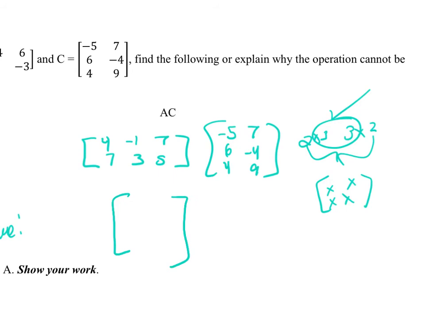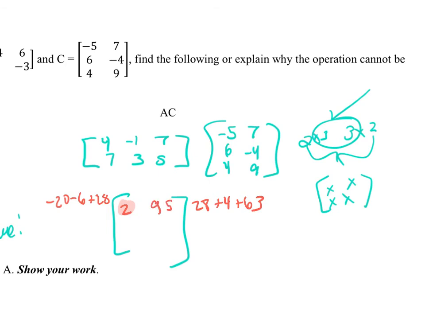First row, first column. So 4 times negative 5 is negative 20. It's going to give me this spot right here, guys. Negative 1 times 6 is negative 6, and 7 times 4 is positive 28. So negative 20 minus 6 is negative 26, plus 28 gives me 2. Now I have first row, second column. So 4 times 7 is 28. Negative 1 and negative 4 is positive 4. And 7 times 9 is 63. So 28 plus 4 plus 63 gives me 95.